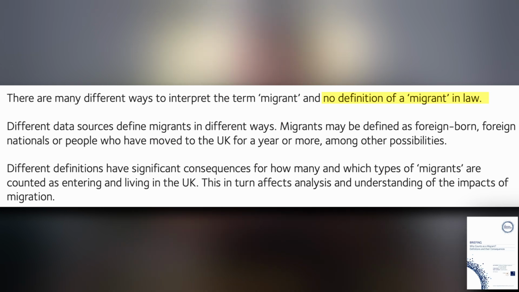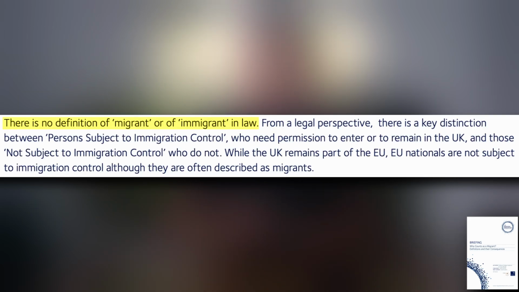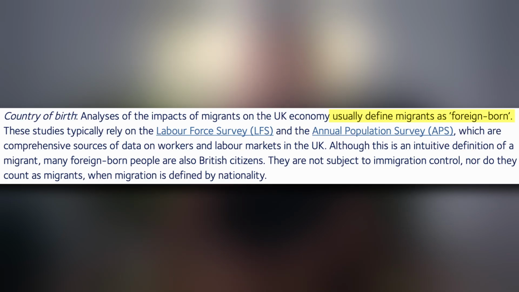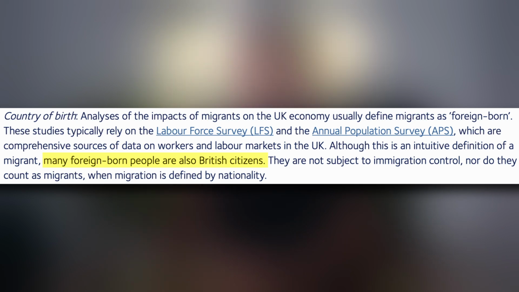First off, there's no legal definition of migrants in the UK, so we'll look at major organisations and set out their definitions of migrant. The first category, country of birth. The Labour Force Survey and the Annual Population Survey both define migrant as those not born in the UK. This is perhaps intuitive as a definition. However, it fails to account for the fact that many British nationals are born abroad. Their arrival in the UK, within this definition, would see them added to the number of migrants.